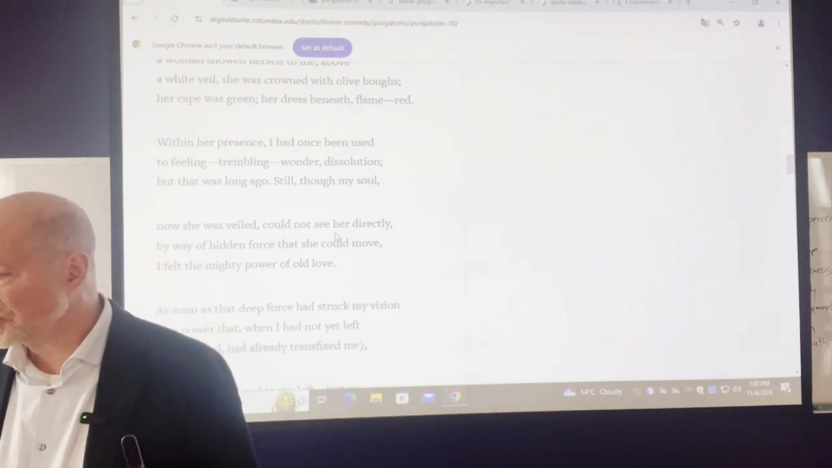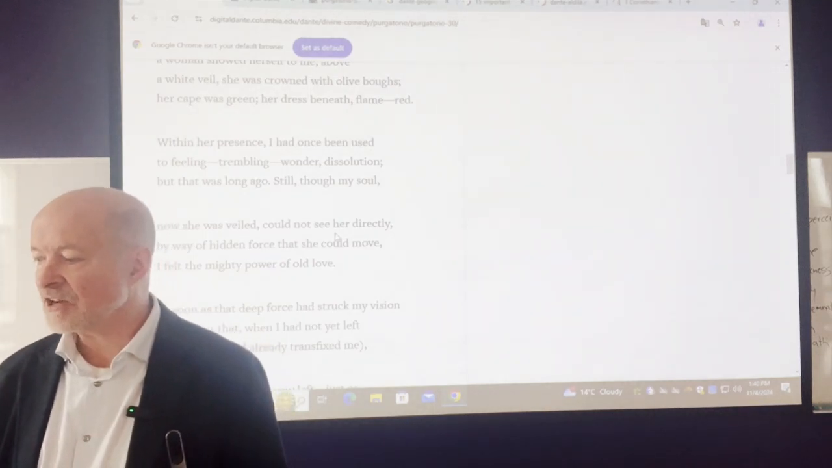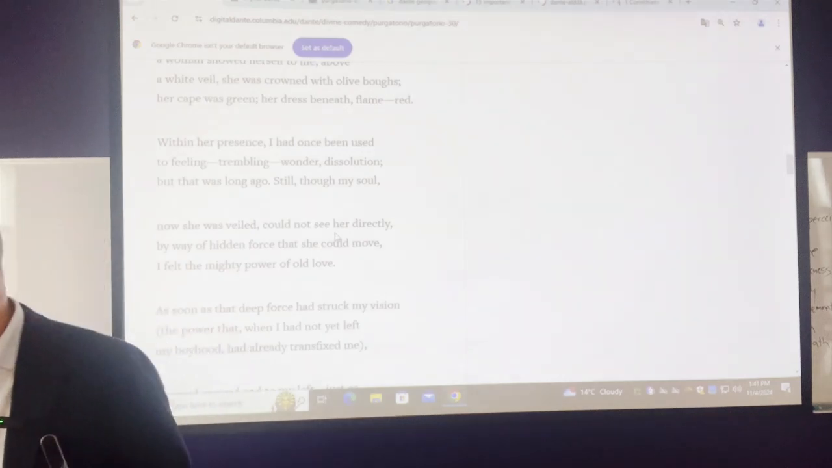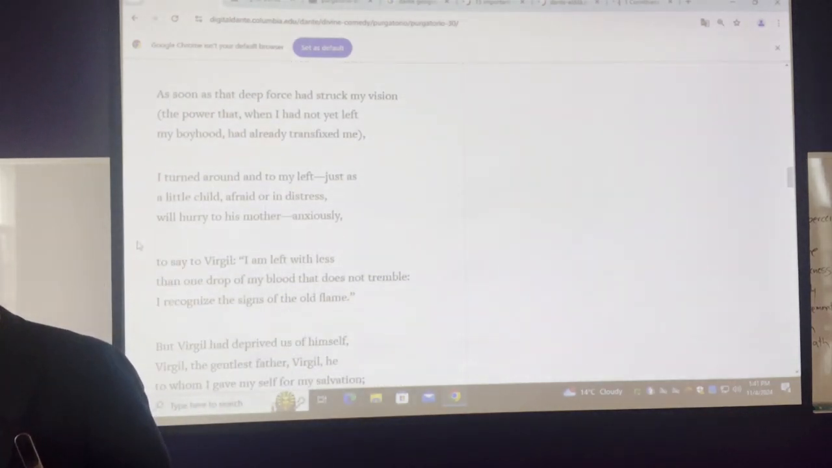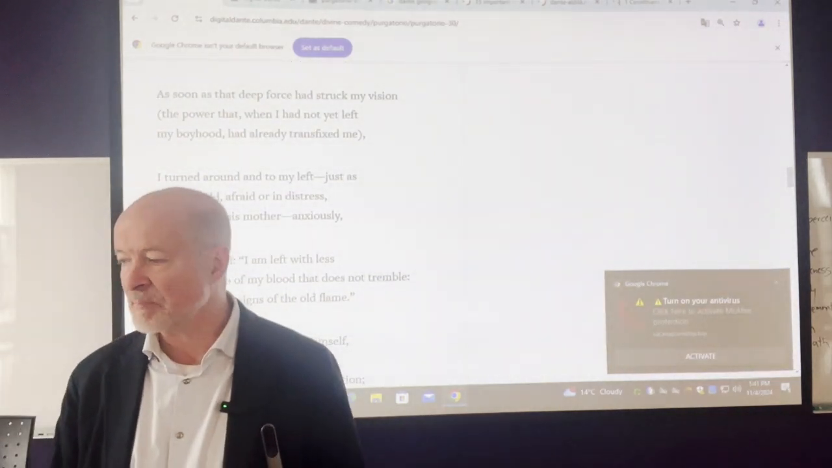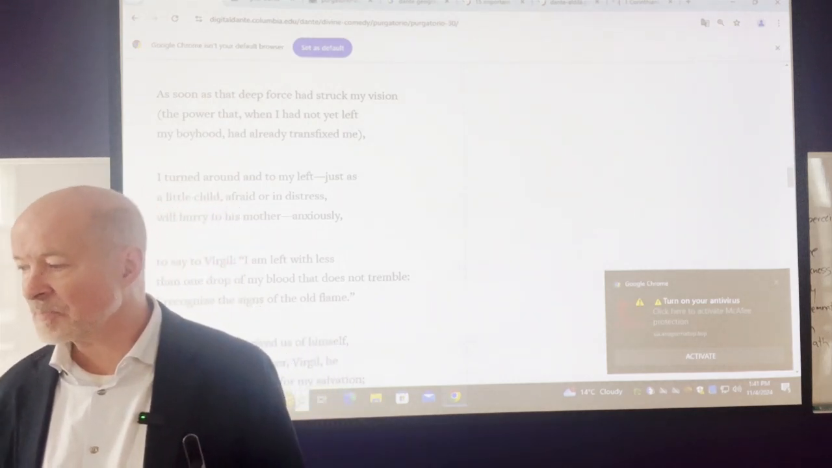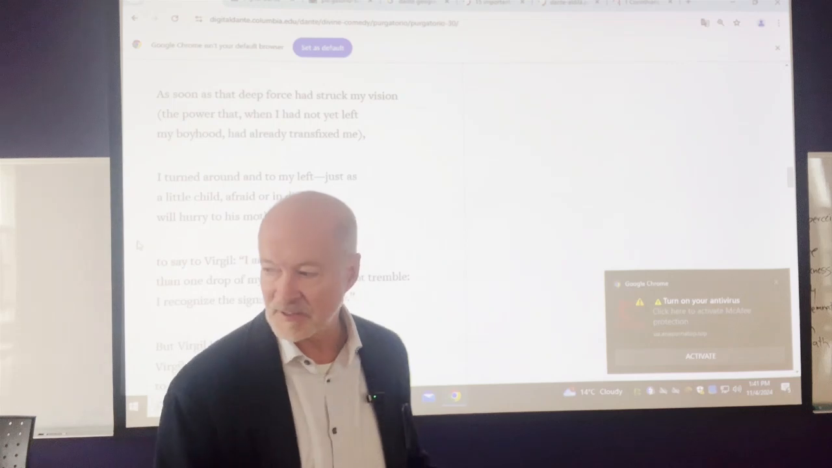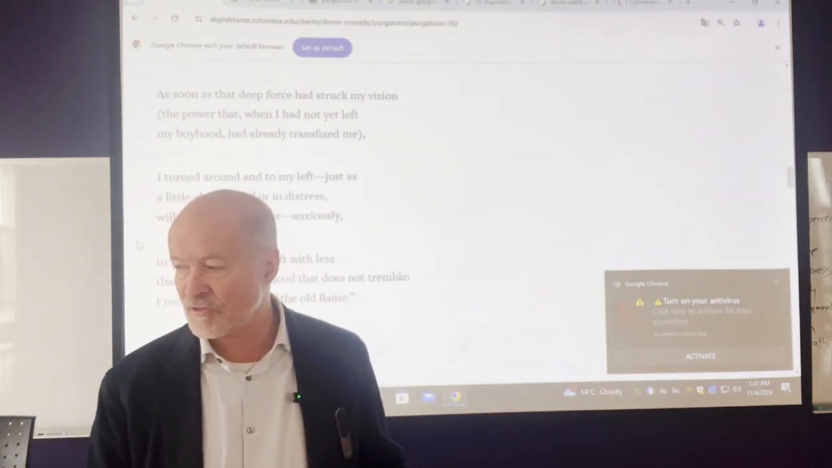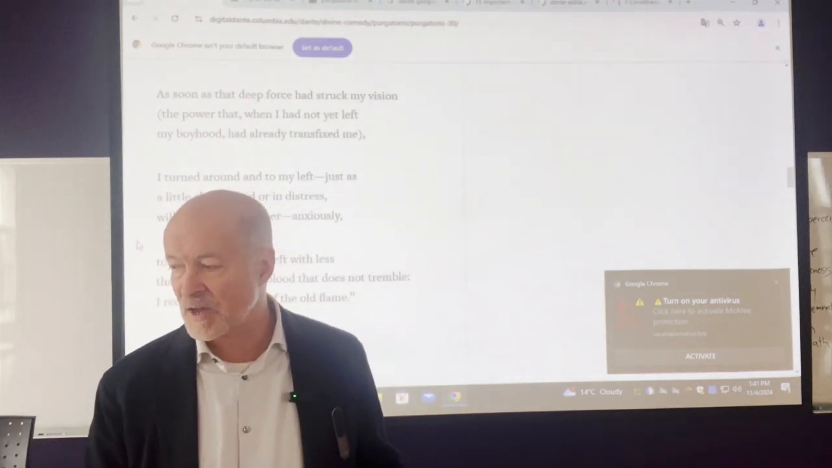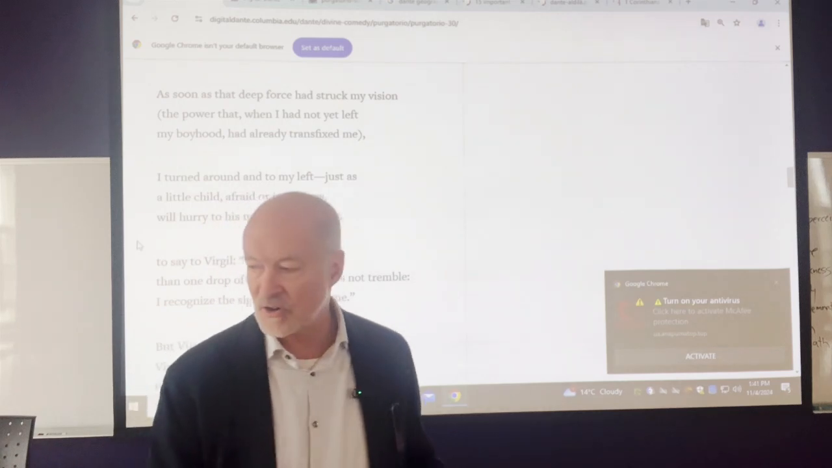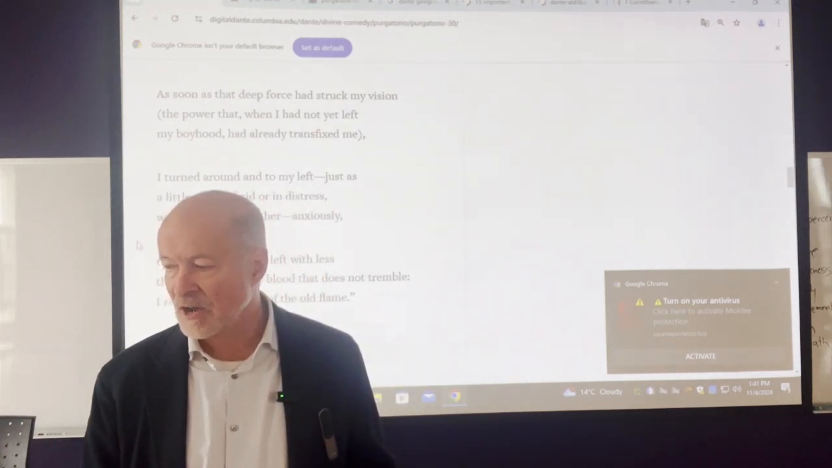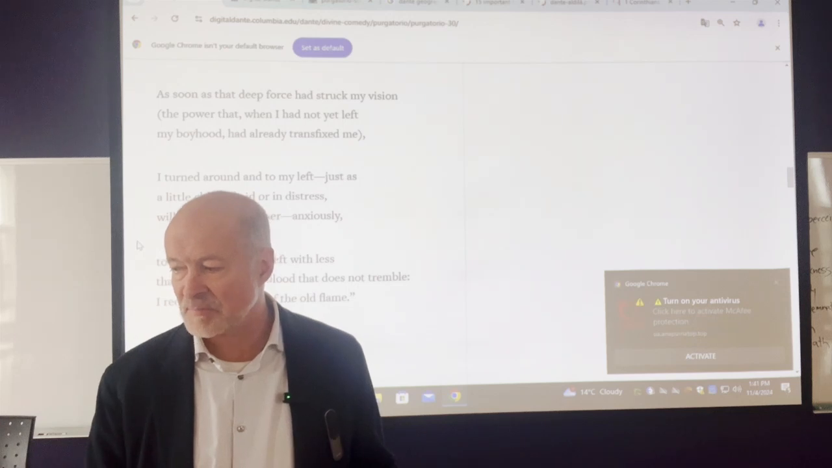Still, though my soul, now she was veiled, could not see her directly, by way of hidden force that she could move, I felt the mighty power of old love. As soon as that deep force had struck my vision, the power that, when I had not yet left my boyhood, had already transfixed me, I turned around, and to my left, just as a little child afraid or in distress will hurry to his mother anxiously to say to Virgil, I am left with less than 1 drop of blood that does not tremble. I recognize the signs of the old flame.